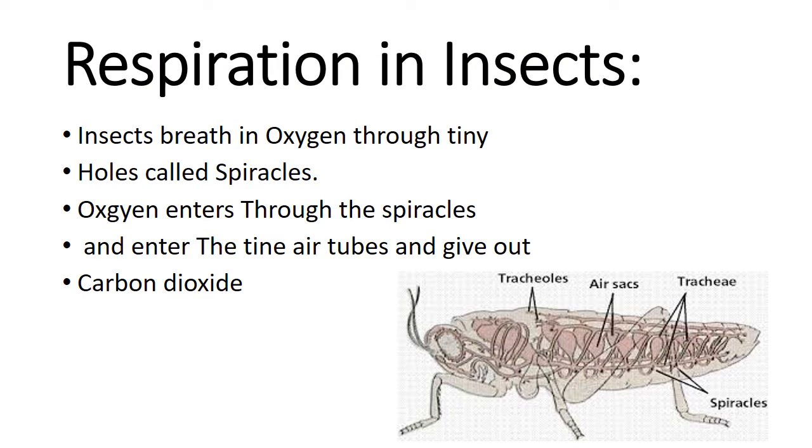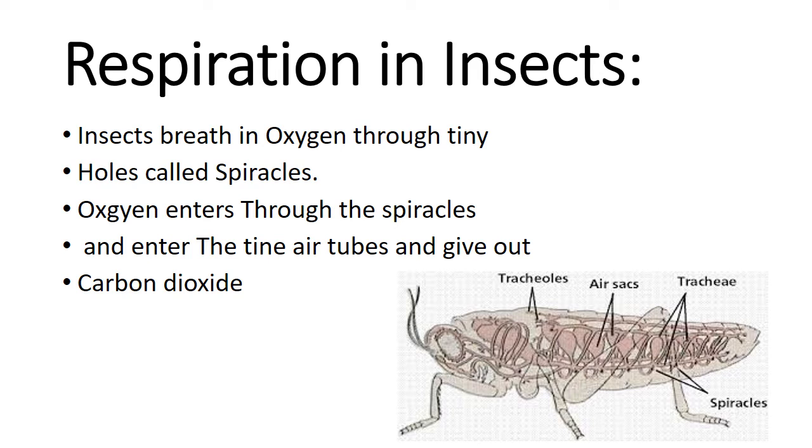Respiration in insects. Page number 27, the third paragraph discusses the respiration in insects. So basically, insects breathe in oxygen through tiny holes called spiracles. Oxygen enters through these spiracles into the tiny air tubes, and they give out carbon dioxide.